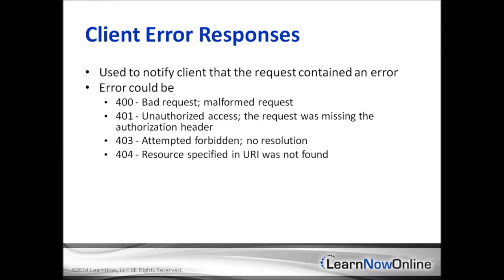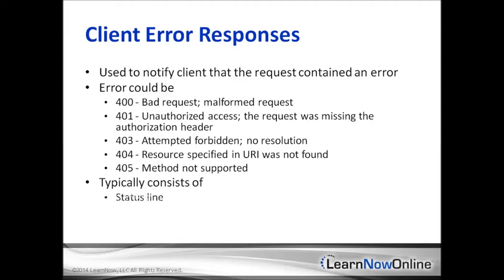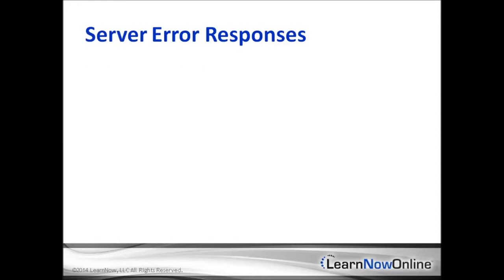403, 404, can't find the URI. 404 is very common in REST because I may have mistyped a service name that I'm trying to access, or I should say a resource. Method not supported. In other words, I'm trying to perform a post on a URL that only supports a GET. So that would be a pretty perfect example of a 405. And what these responses look like is this: status line, headers, and then also an empty line, no body.